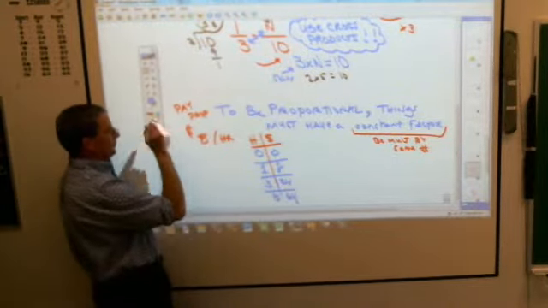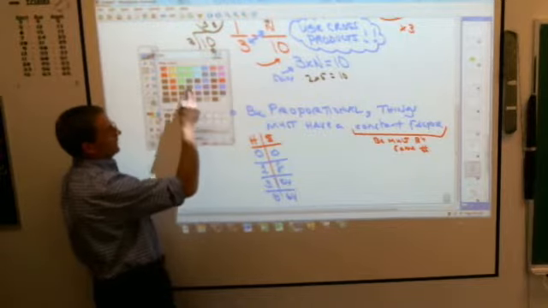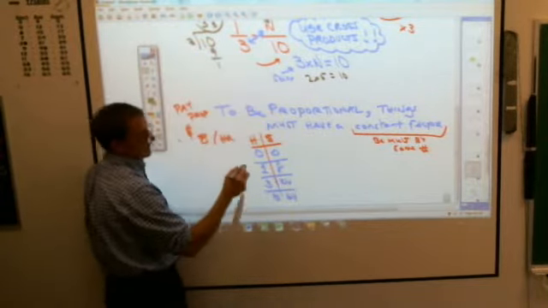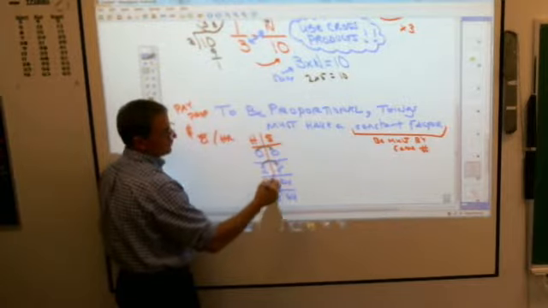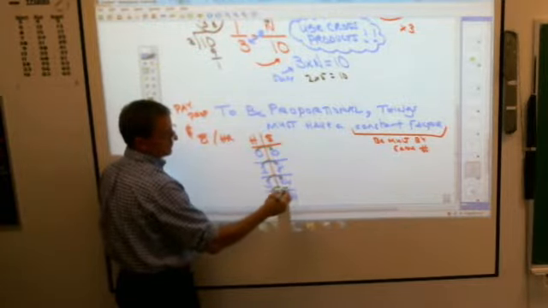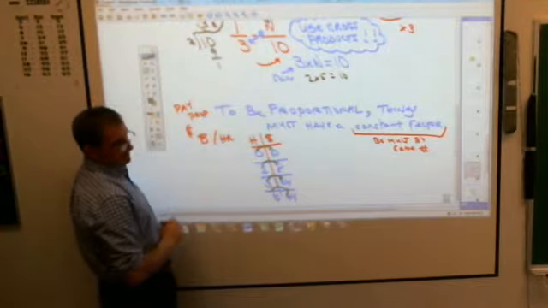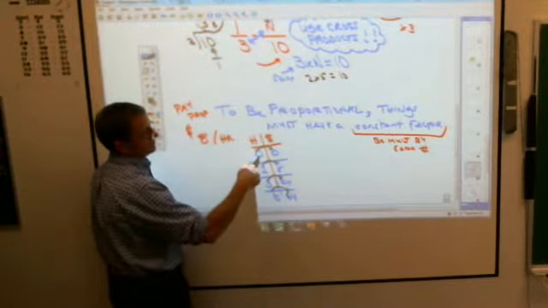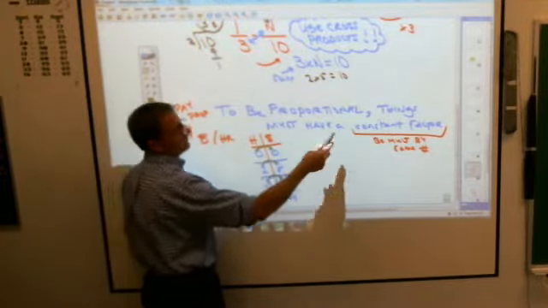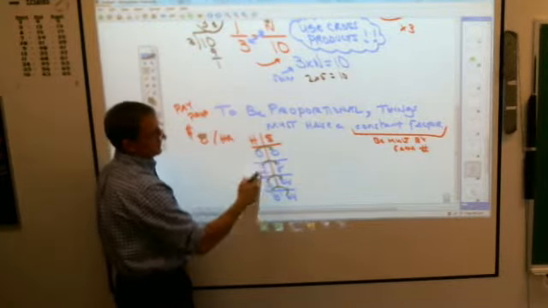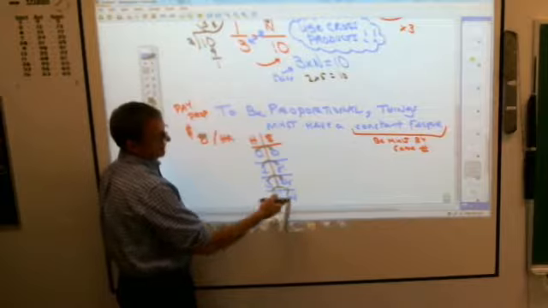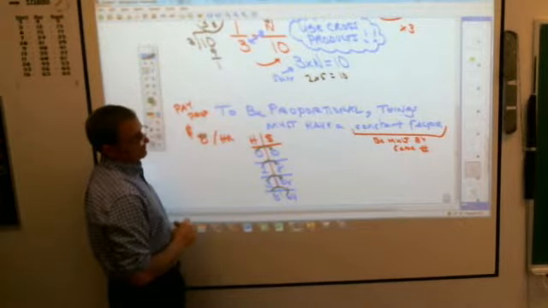So for this to be proportional, what has to be true is this. If I go from 0 to 0, every one of these things I need to be multiplying by the same number. Do I multiply by the same number? What am I multiplying by? My constant factor is 8. Because 0 times 8, 1 times 8, 3 times 8, 8 times 8 is 64.